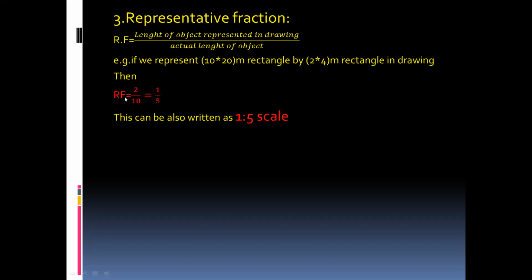Then the representative fraction will be 2 by 10. That means 2 is the length used in the drawing paper, and 10 is the actual length. So 2 divided by 10 is equal to 1 upon 5. This 1 upon 5 is called the representative fraction. We can write it in this way, 1:5 scale.